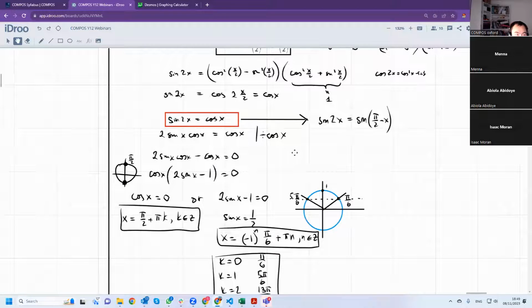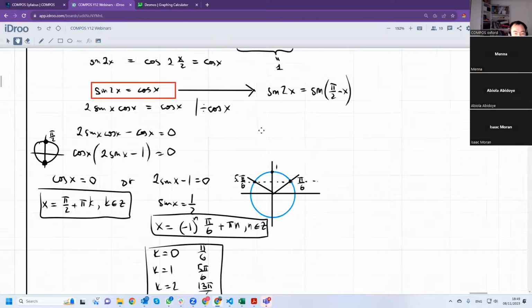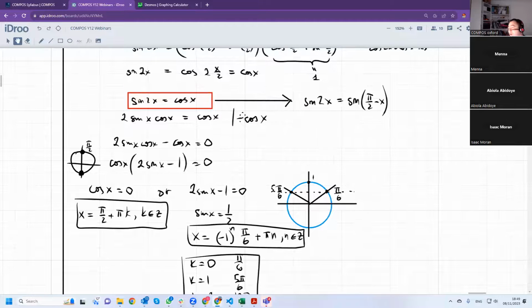No, there's another way. You can divide by cos x. You say, what if cos x equals 0? Then calculate the consequence of that. And then you say, what if it's not 0? And then you calculate the consequence of that, because then you can divide.